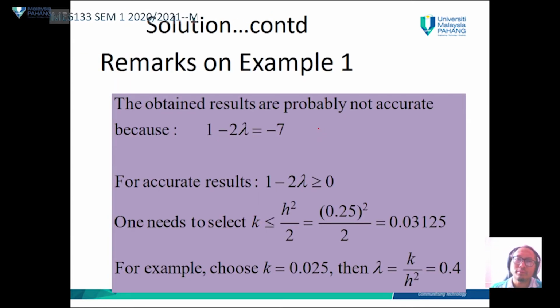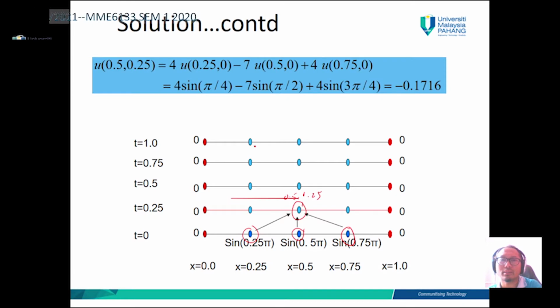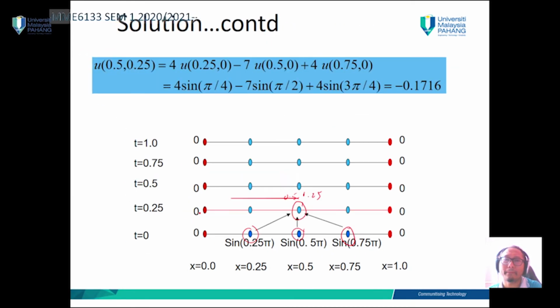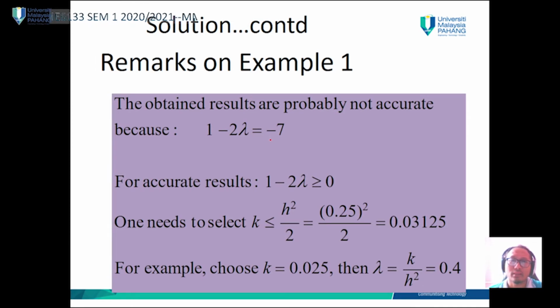So on from this example, there are some remarks that we have to take note of. The first one is that the obtained results are probably not accurate, because we know that 1 minus 2 lambda, where lambda is equal to 4, will be equal to minus 7. And for an accurate result, 1 minus 2 lambda should be larger than or equal to 0. So we get minus 7.